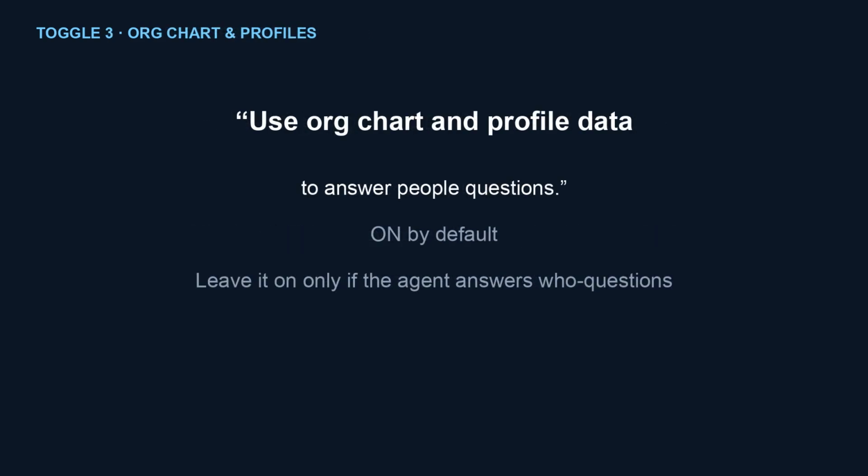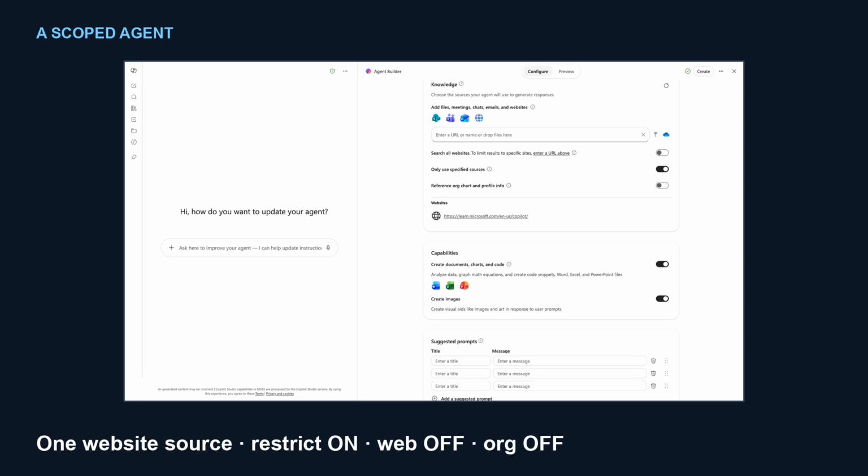The third toggle answers people questions from org chart and profile data. Who owns this? Who works with whom? It is the only one that ships on by default. If your agent will never get asked who owns anything, that default is just extra surface area. Turn it off.